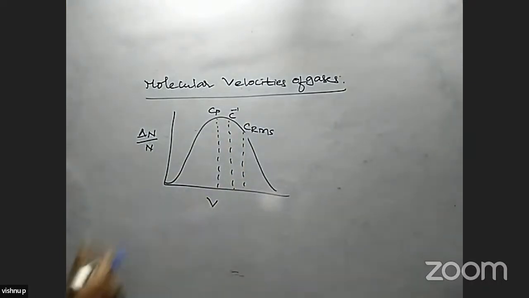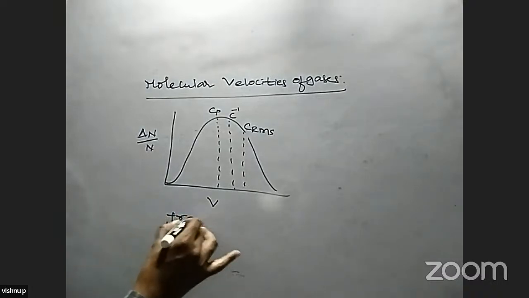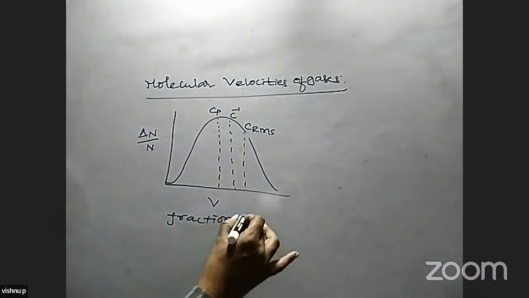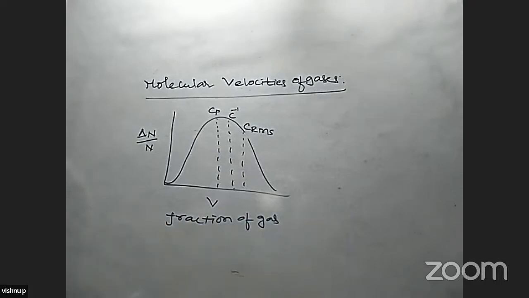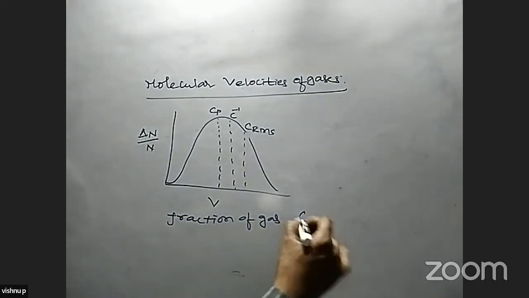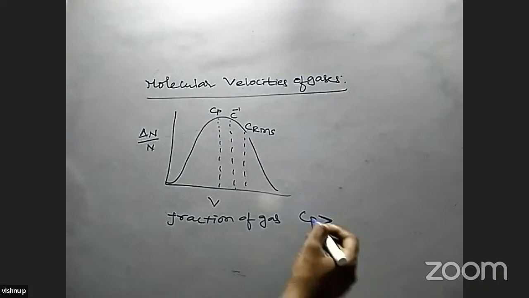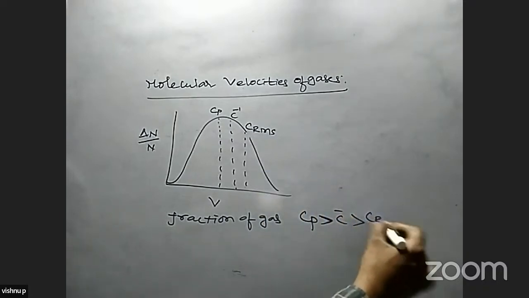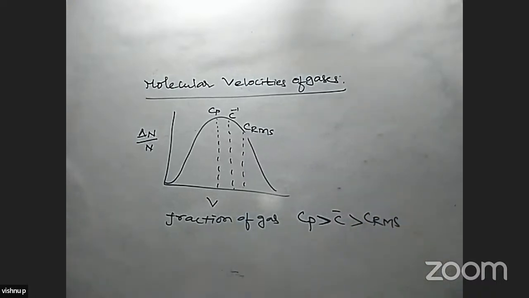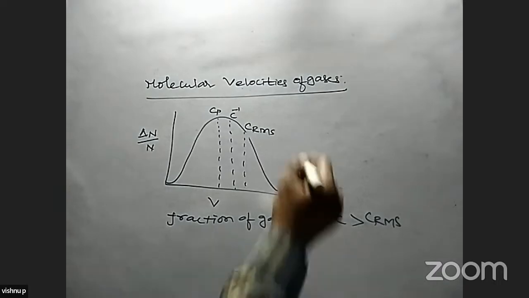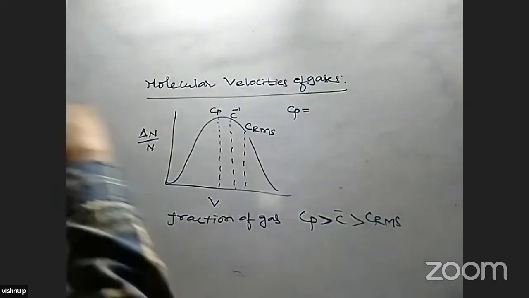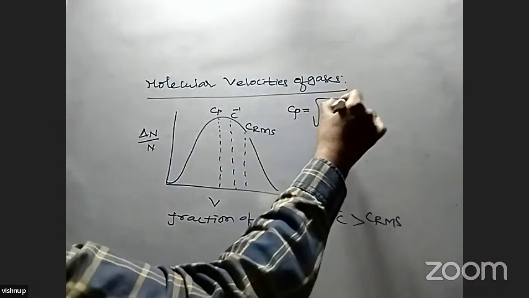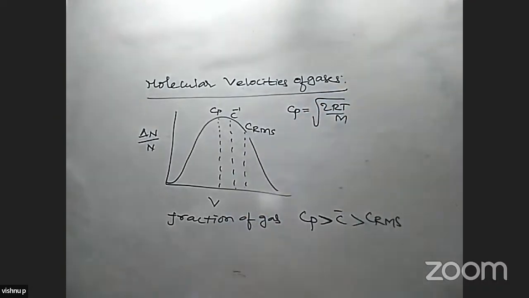So when you take the fraction of molecules and compare with the total number, the most probable velocity fraction is more. Maximum gases show this velocity. Average velocity is greater than RMS, which is called the root mean square velocity. What is this most probable velocity? Root 2RT by M.